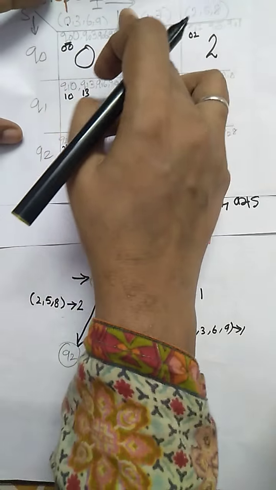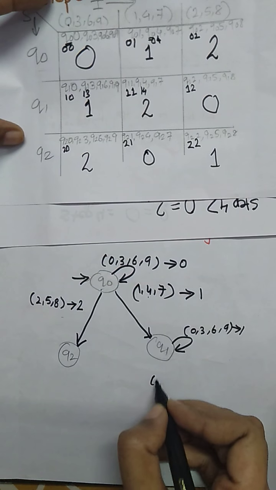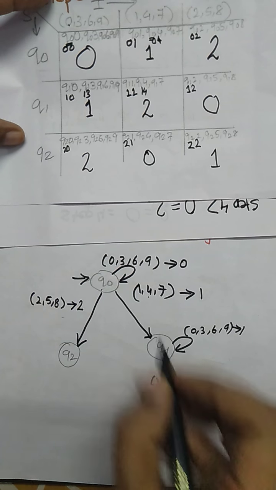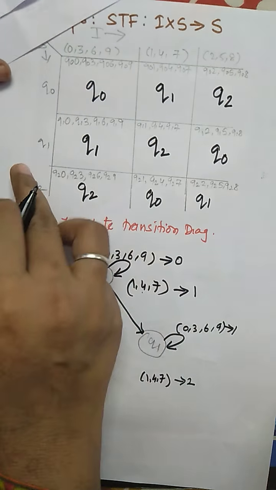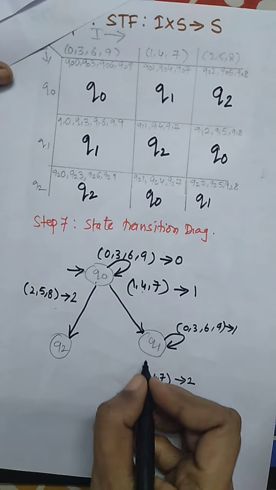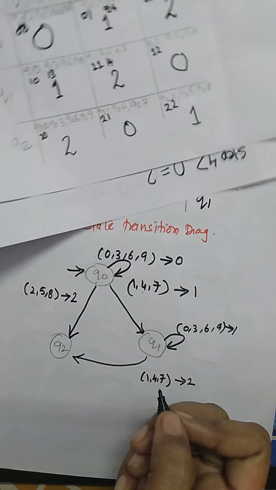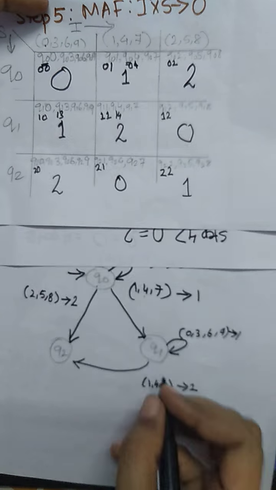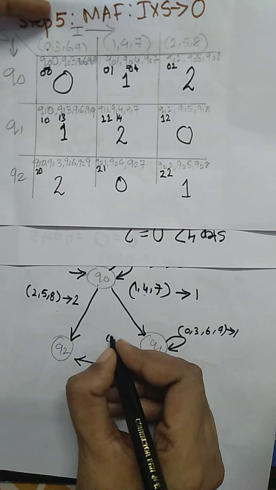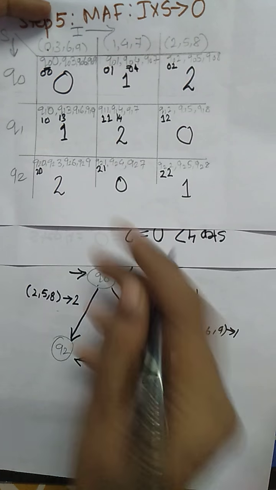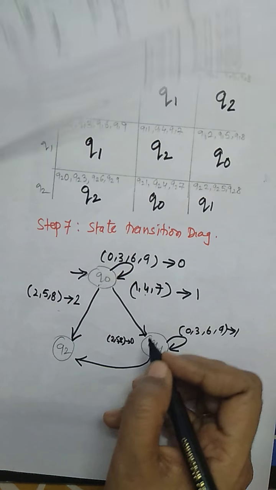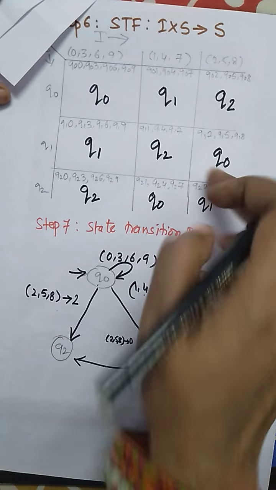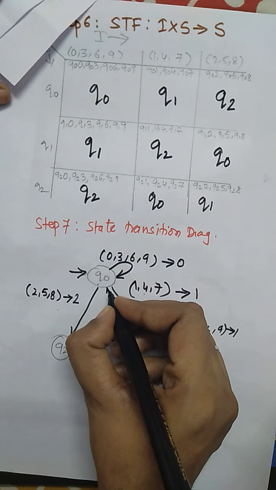Now Q1 with 147. What is the output we have to combine? Output is 2. Where is it going? Q1 with 147 is going to Q2. Q1 with 258, what is the output? Output is 0. Q1 with 258 goes to Q0.